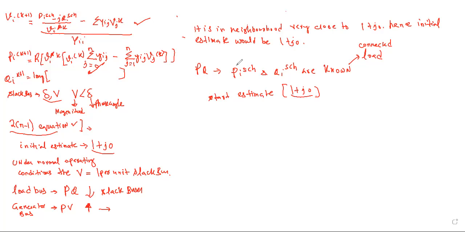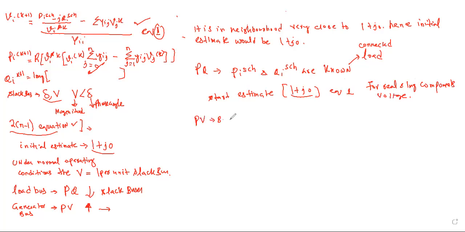Once we take this initial estimate and solve equation 1 for real and imaginary parts, we get the real and imaginary components of voltage. Once you have those components of voltage, after that you have a voltage control bus, the PV bus.